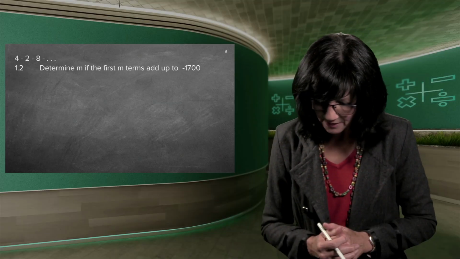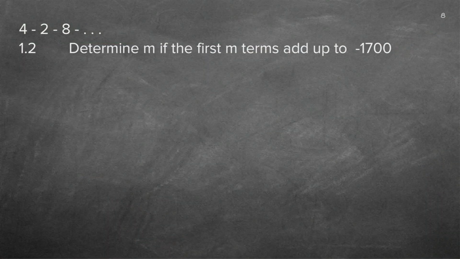The next question that they ask is determine M. If the first M terms add up to minus 1,700. Determine M. So what are they asking me? The how manyth term. They're asking me M.